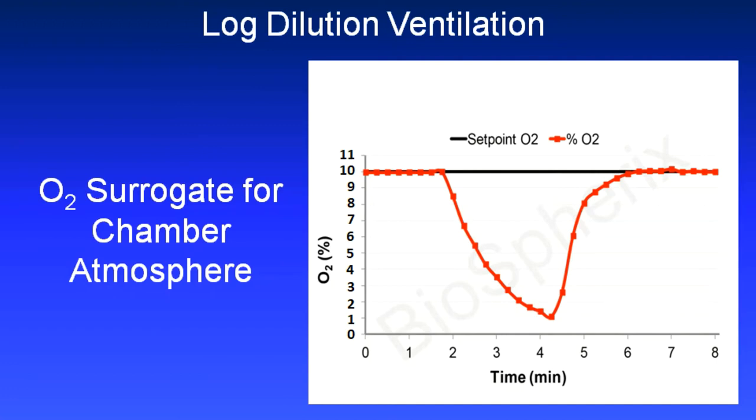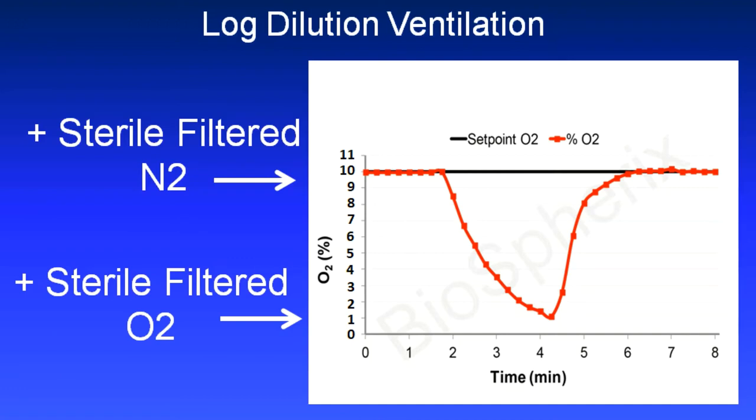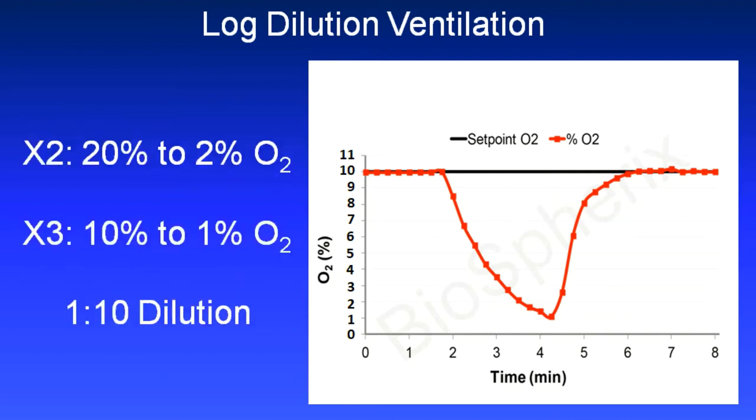We use oxygen in these chambers as a surrogate for the chamber atmosphere, and so we monitor the oxygen level in order to monitor that gas replacement with fresh gases from the tanks. And it works like this. The Xvivo system will automatically infuse nitrogen, taking oxygen from a level of 20% down to 2%. And that is a 1 to 10 dilution of the atmosphere in that chamber, or a 1 log reduction in any particle risk that might be in that atmosphere as well.